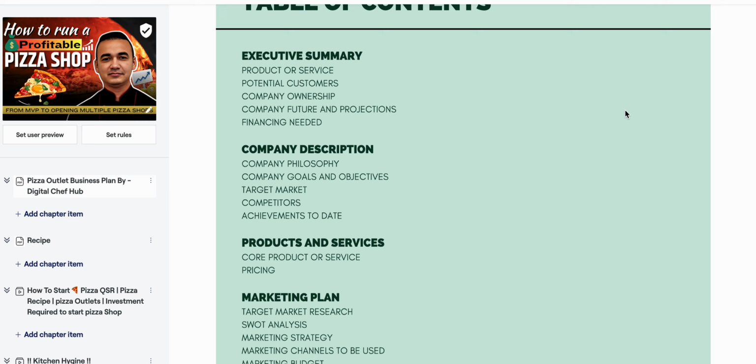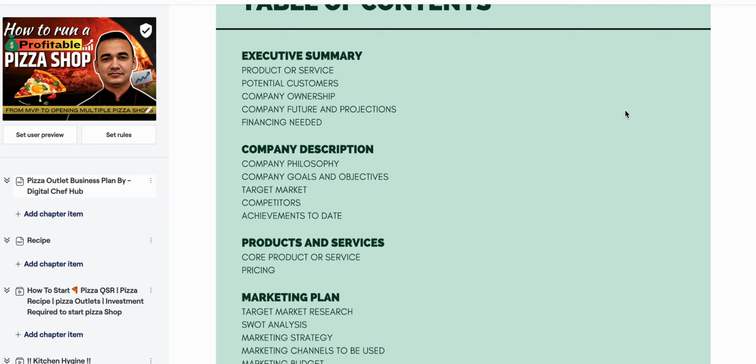The next is the company description, the company philosophy, on which vision and which mission the company will be working, and company goals and objectives. The main purpose for which the company has been formed should be reminded to the employees repeatedly. Next is the target market, which is the location you will be targeting first, the competition, how much competition the sector is currently going through, and the achievements to date, which are the achievements and the experience that you have that act as a strength for you.